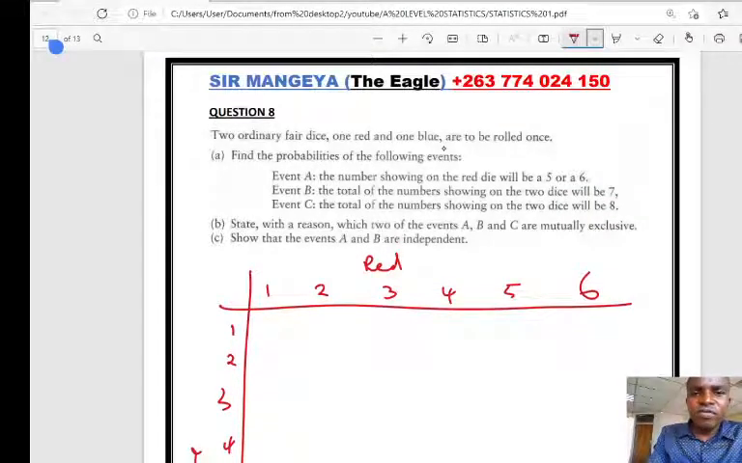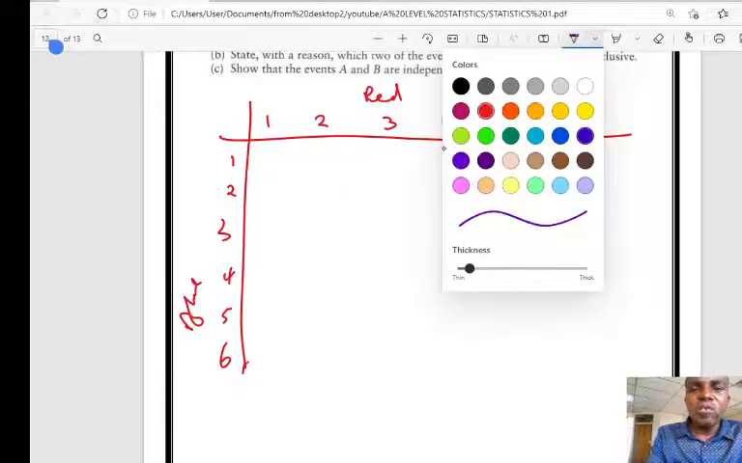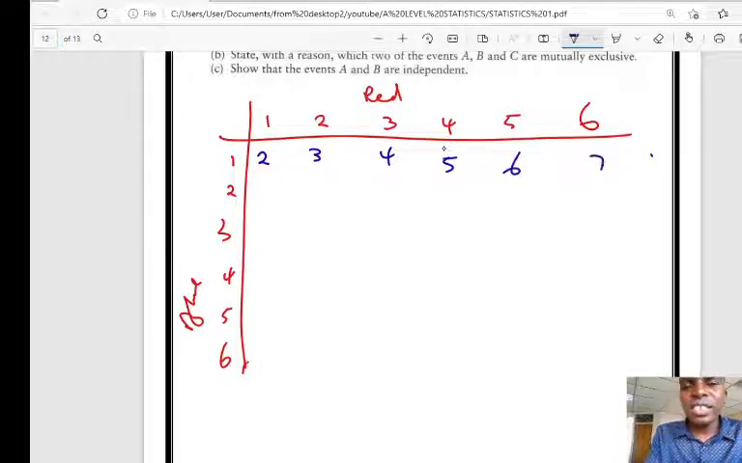Showing a 5 total, so these are the totals. Yes, totals. So you have to add all these numbers to find the totals. You can get a 1 on the red die and a 1 on the blue die. It will be 1 plus 1, which is 2. Then 2 plus 1 is 3, 3 plus 1 is 4, 5, 6, 7.